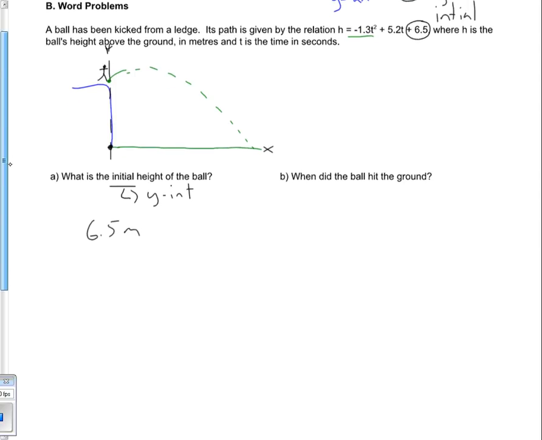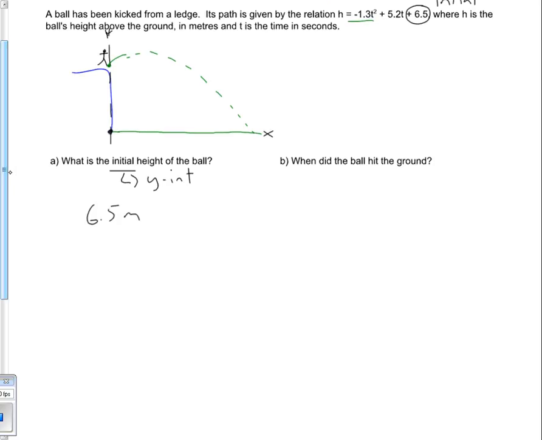The original equation that we were given is that h is equal to negative 1.3 t squared plus 5.2 t plus 6.5. Now we can factor this, and we have to factor it because the a value is not positive 1. So if we're going to factor this, what we need to do is divide all three terms by negative 1.3, or by the a value.